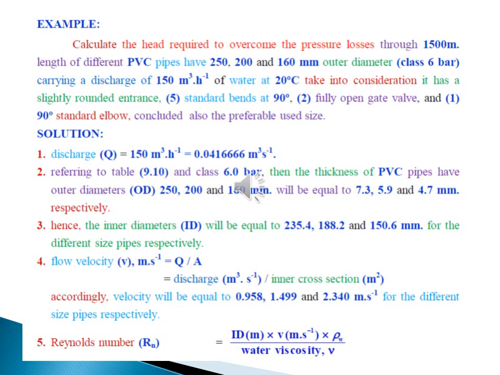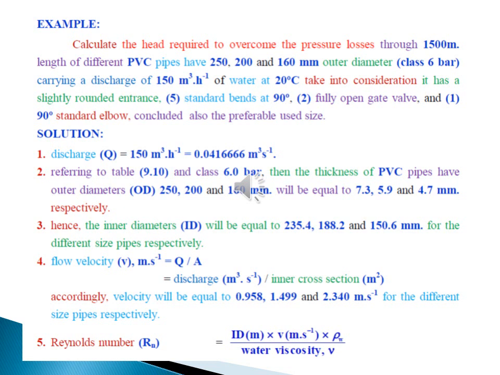As an example, calculate the head required to overcome the pressure losses through a 1,500 meter length of PVC pipe carrying a discharge of 150 cubic meters per hour of water. Take into consideration it has a slightly rounded entrance, 5 standard bends at 90 degrees, 2 fully open gate valves, and 1 90-degree standard elbow. Also, choose the preferable size. What can you do? Look to the solution.